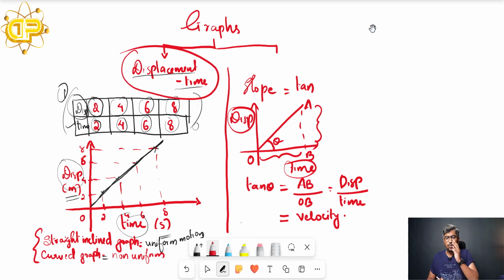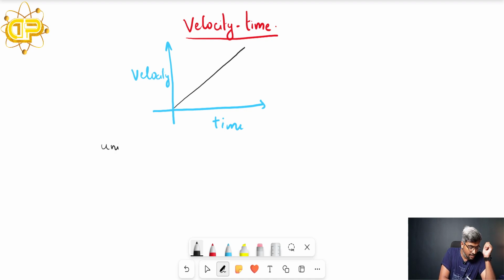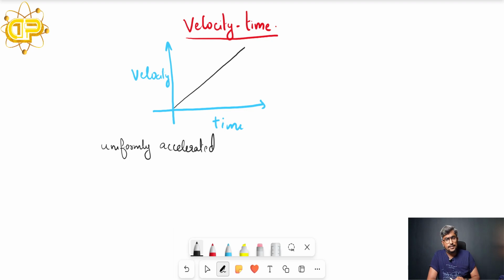So now coming to the velocity time graph, what information are you getting out of this velocity time graph? So here is a velocity time graph. Just imagine that according to the previous data in your hand, you're getting a straight inclined line there. What does it indicate? It indicates that the motion is having a uniform acceleration. If you are getting a curved graph, that means the object is having non-uniformly accelerated movement. So just identify and understand the actual meaning behind the graph. Okay, so this is the first case.